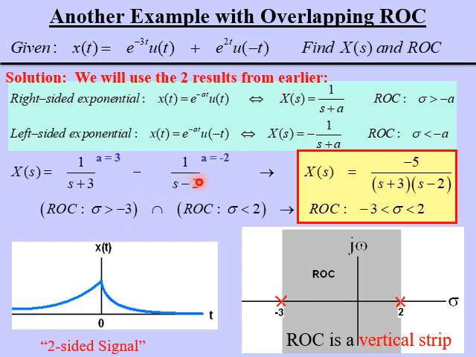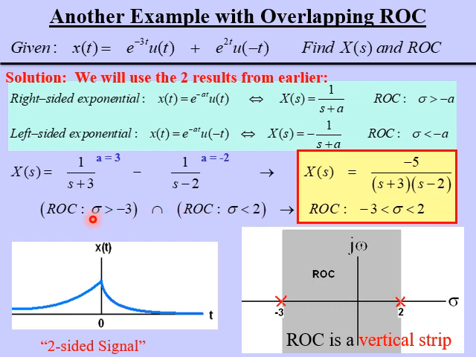For the second term, we have this term here. Now remember, this is a left-sided signal, so we have to use this Laplace transform right here. And notice there's a minus sign out in front of it, so we pick up the minus sign right here. Also, notice by inspection, a is equal to negative 2, because we have a positive 2 up in the exponent there. And with a equal to negative 2, we have 1 over s minus 2. And remember the region of convergence for a left-sided signal, sigma is less than negative a. So in this case, the region of convergence is sigma is less than 2.